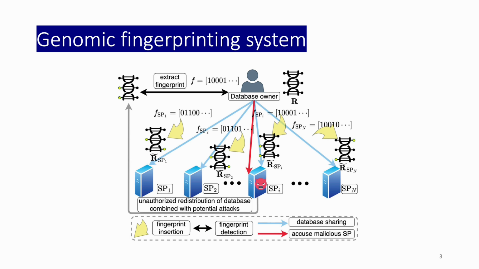Here is the model of the genomic database fingerprinting system where the database owner wants to share its genomic dataset to different service providers. When sharing the copy to different service providers, he will insert the fingerprint at different locations of the dataset. So if there is a malicious user that leaks his dataset, then the database owner can still accuse him for the data leakage.